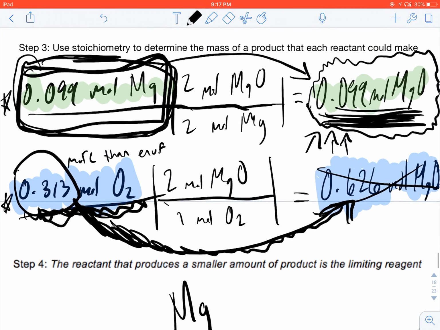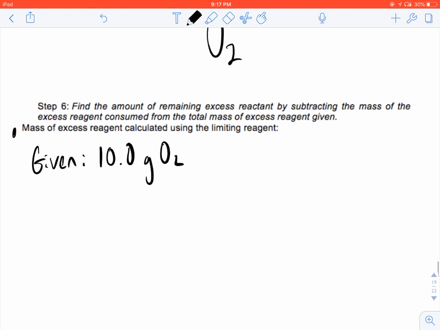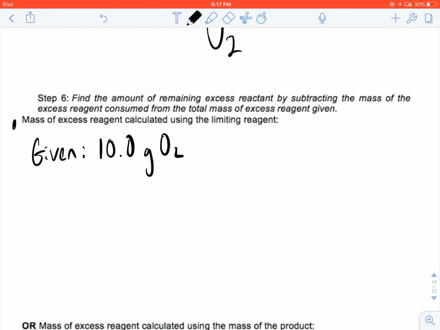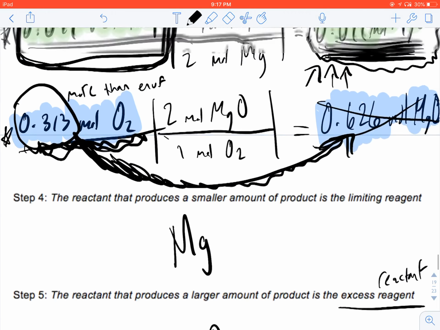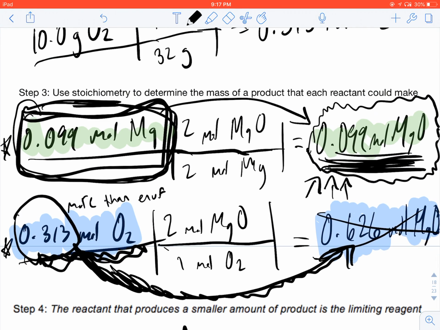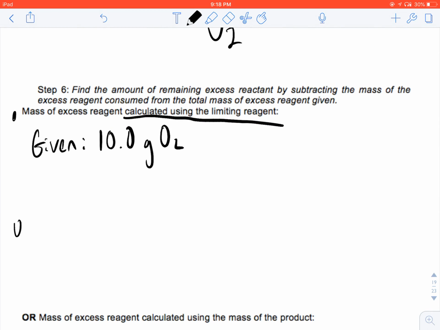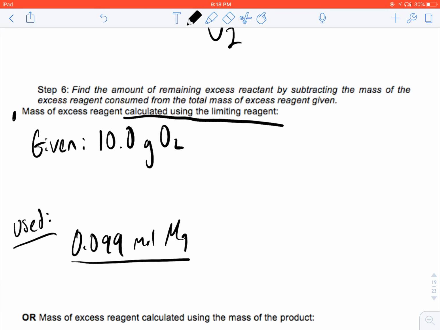So we need to figure out, well, how much of the O2 did we actually use? So the way we're going to do that is by calculating that using the limiting reagent. So our limiting reagent is 0.099 moles of magnesium. I'm going to put used. And we need to figure out how many grams of O2 we're using.